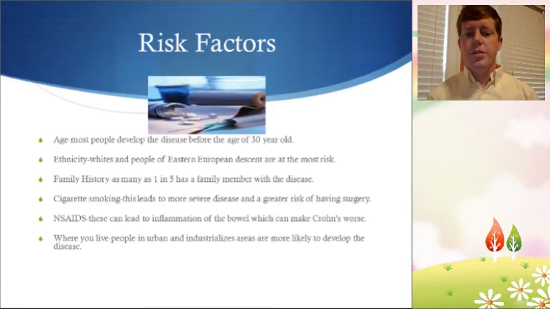A family history is the third risk factor. And as many as 1 in 5 has a family member with the disease. So that goes to show that this disease is more than likely hereditary.